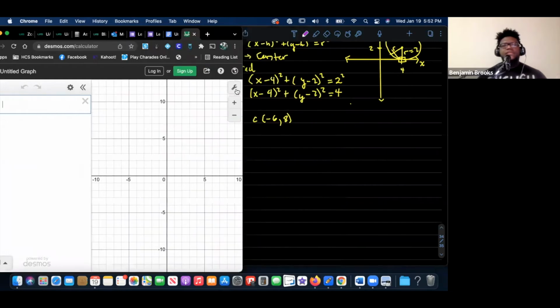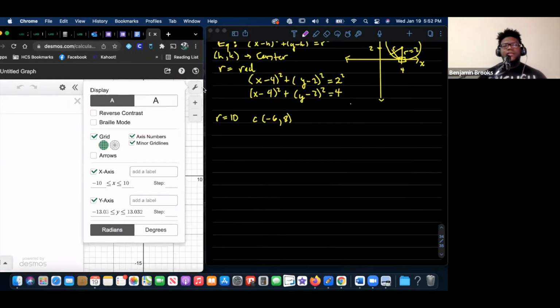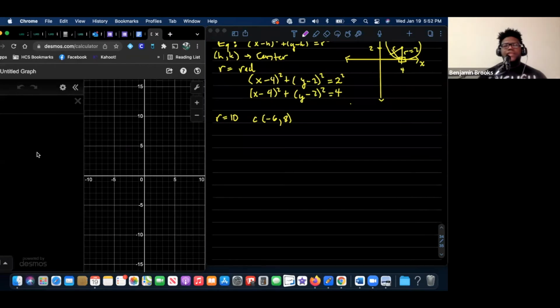All right, guys. So we're trying to write an equation where the radius is 10 and the center is -6, 8. All right. So here's how we're going to do this. Basically, we're going to rewrite it in our standard form. We know our H value should be -6. Our K value should be 8.